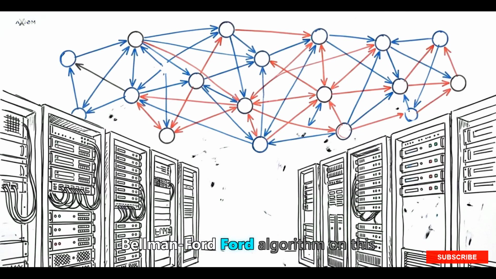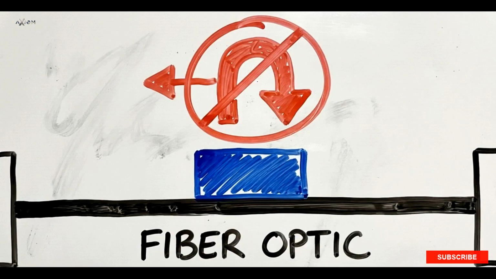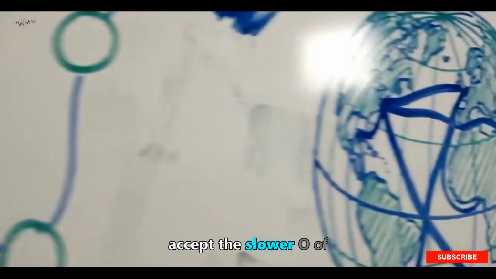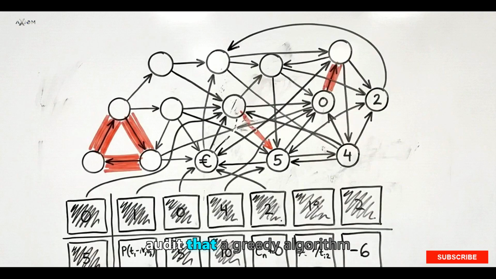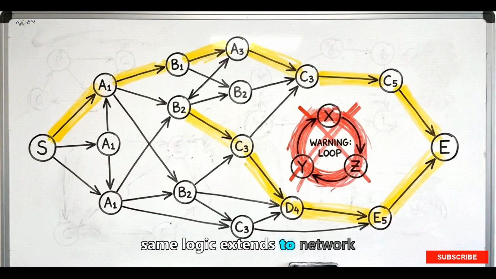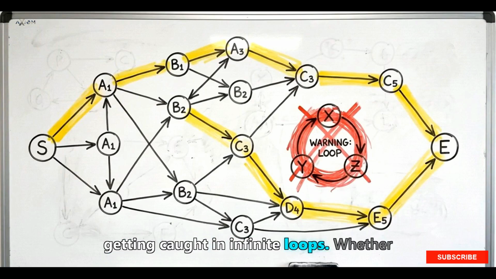By running the Bellman-Ford algorithm on this transformed graph, we audit the entire market. If the Vth iteration detects a negative cycle, an arbitrage opportunity is mathematically proven. We accept the slower O(V times E) runtime because it provides a rigorous global audit that a greedy algorithm simply cannot perform. This same logic extends to network infrastructure, securing routing protocols like RIP by preventing data packets from getting caught in infinite loops.